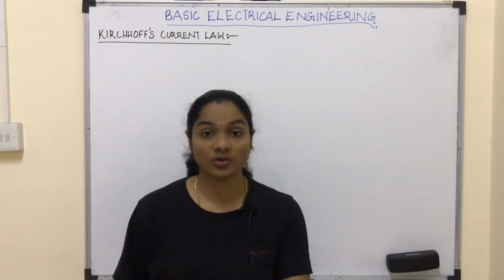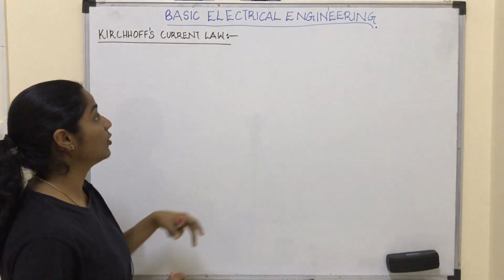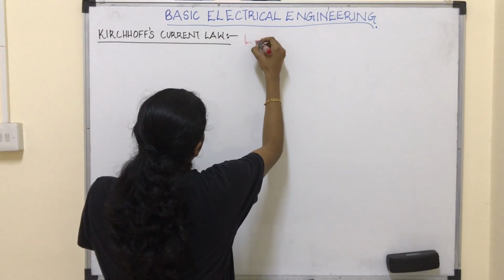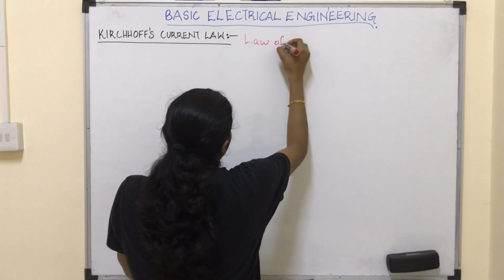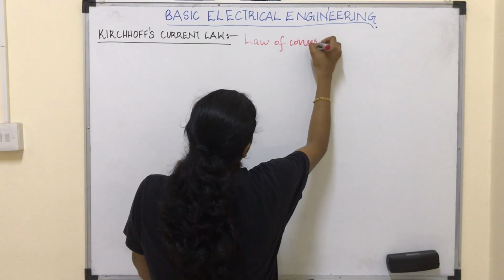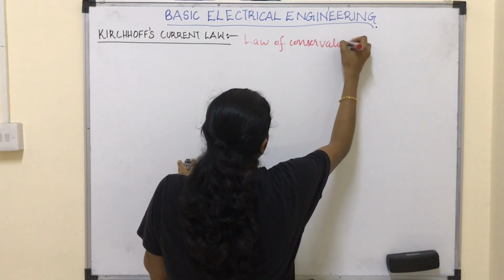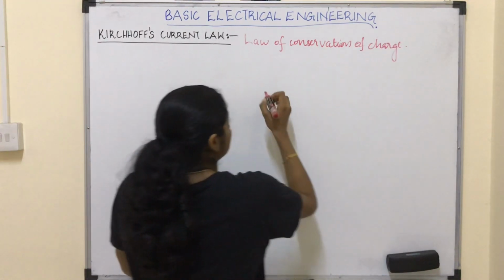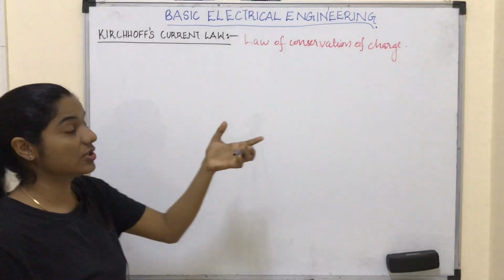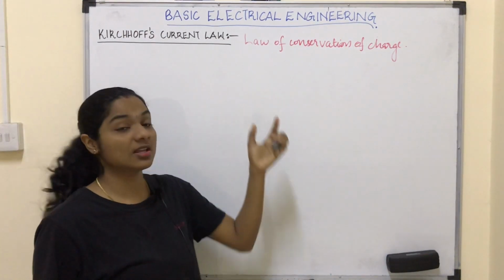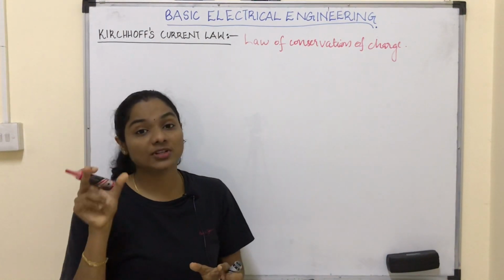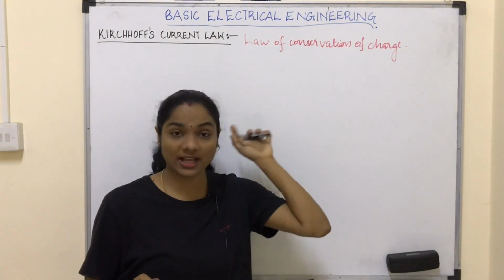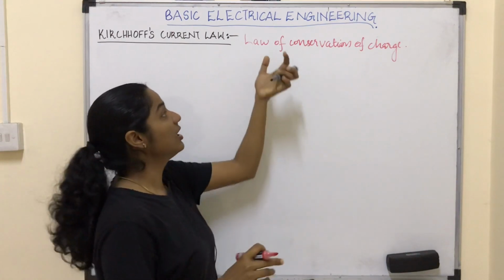Kirchhoff's first law, or Kirchhoff's current law, is based on the law of conservation of charge. What is meant by the law of conservation of charge? It means the algebraic sum of currents in a system cannot change. These things about the algebraic sum were already explained in the first lecture, right?